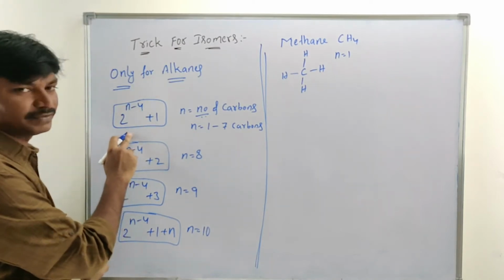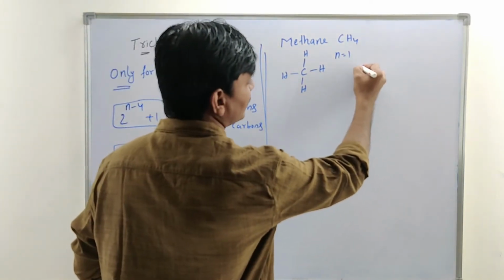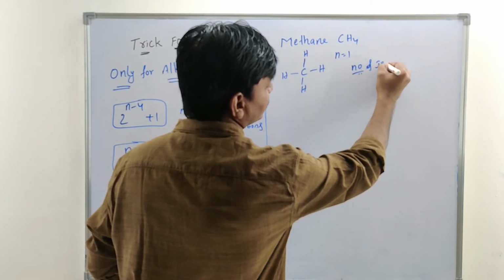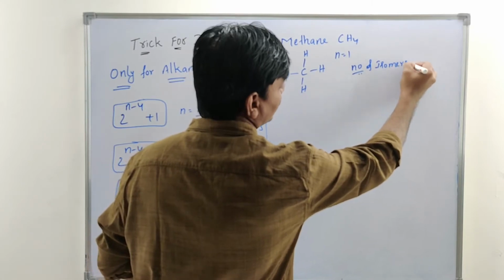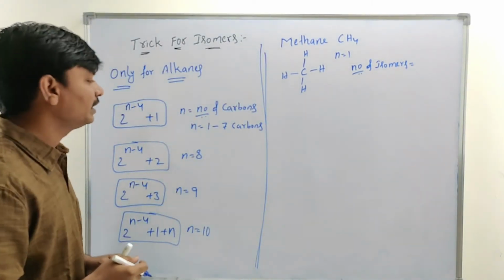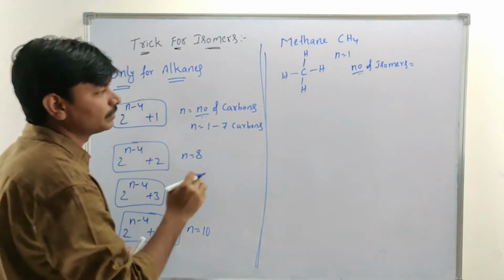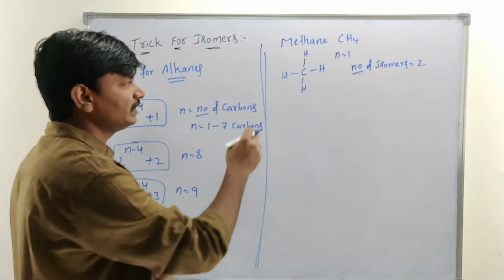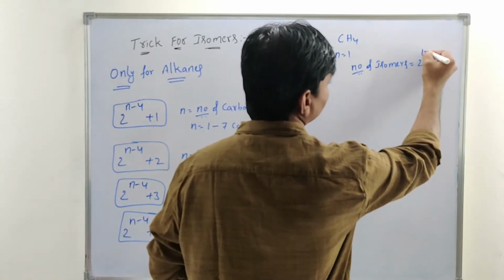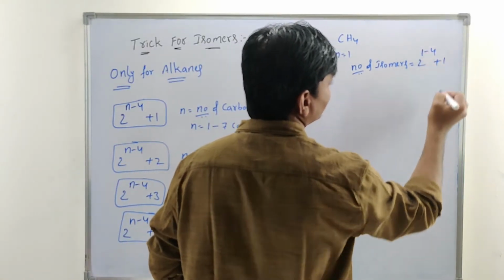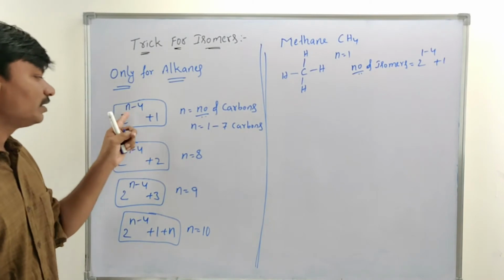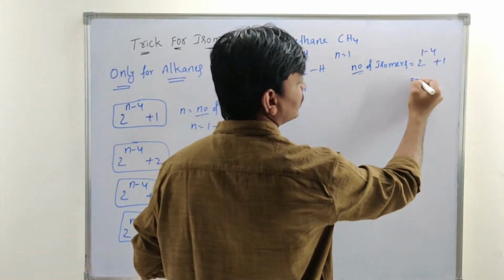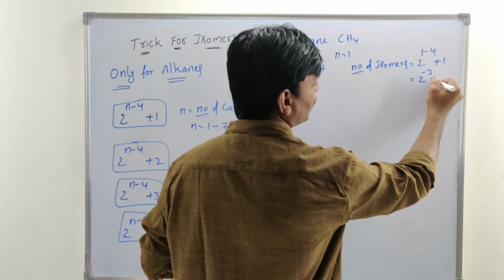By using this formula, the number of isomers for methane equals 2 power of n minus 4 plus 1. Here n equal to 1, since methane has only one carbon. That is 2 power of 1 minus 4 plus 1, that is 2 power of minus 3 plus 1.